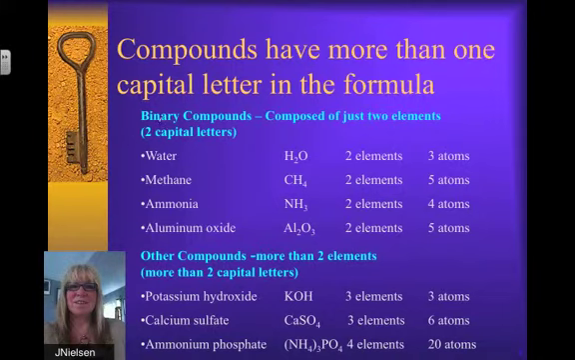Please remember the difference between binary compounds and ternary compounds. Binary compounds are just two different elements, and ternary compounds have 3 or more elements, and that means that you've got a polyatomic present, so you'd have to use Table E if you were doing anything with any of those.